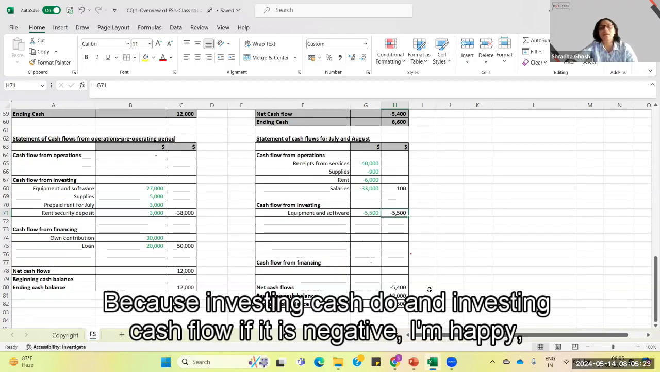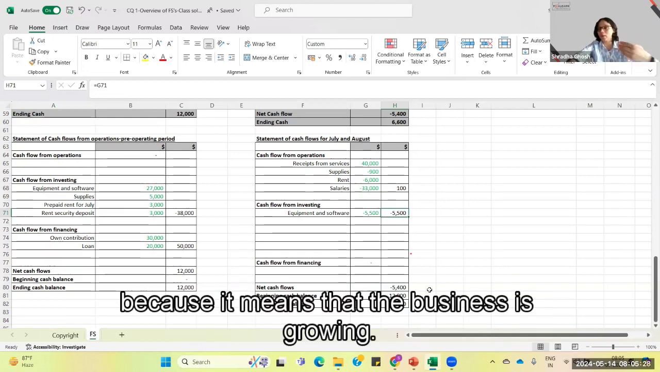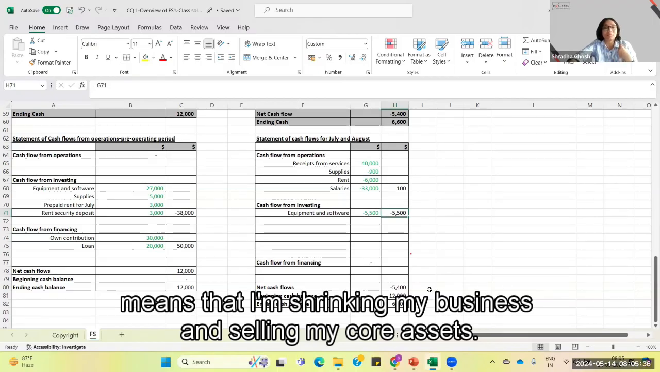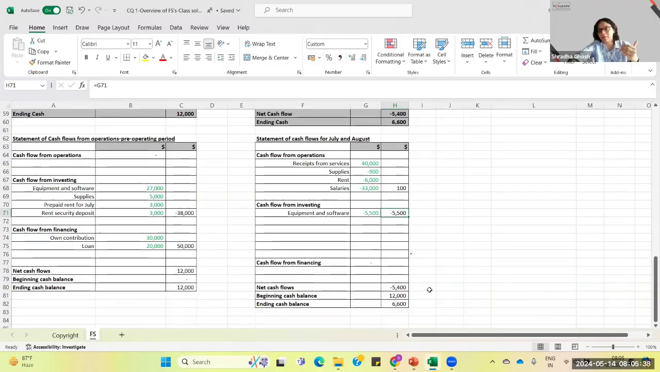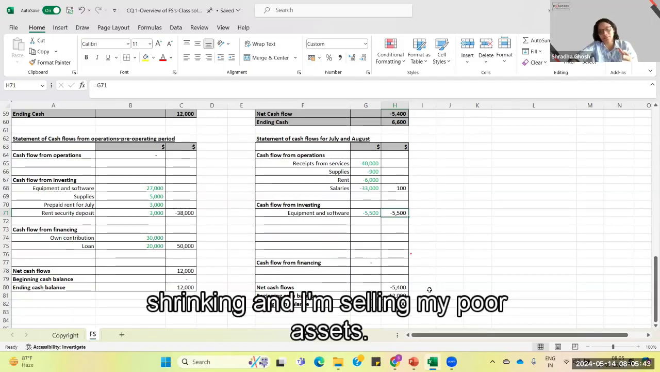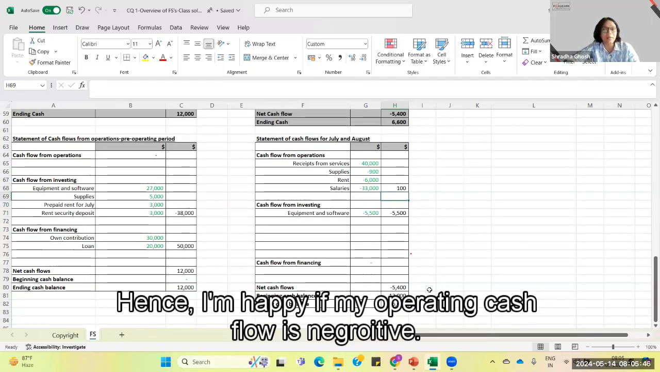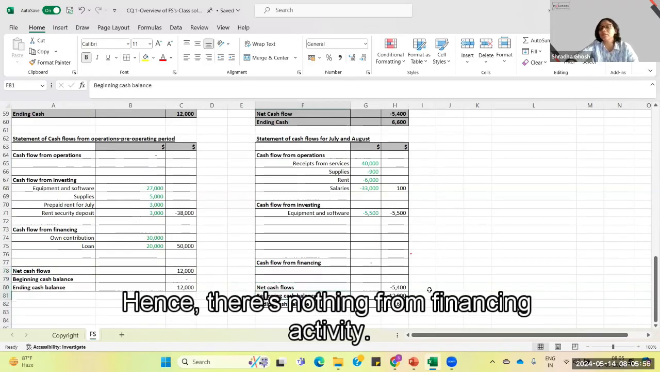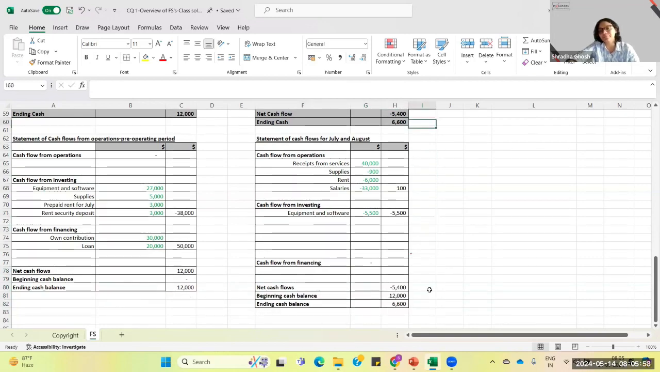Because investing cash flow, if it is negative, I'm happy because it means that the business is growing. If my investing cash flow is positive, then it's a case of alarm, because that means that I'm shrinking my business and I'm selling my core assets, right? That means my business is shrinking and I'm selling my core assets. Hence, I'm happy if my operating cash flow is negative. We had no further capital infusion or loan repayment or capital withdrawal. Hence, there's nothing from financing activity.